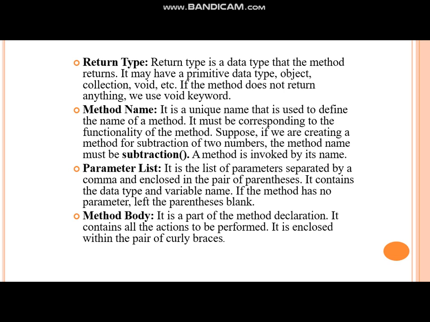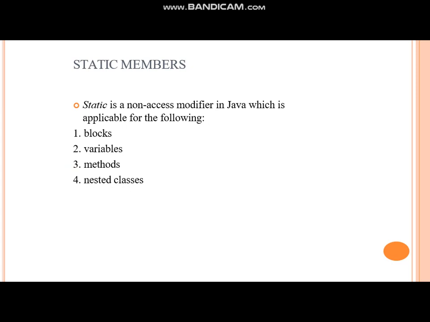Suppose we are creating a method for subtracting of two numbers. The method name must be subtraction. Parameter list. It is a list of parameters separated by a comma and enclosed in the pair of parentheses. It contains the data type and variable name. If a method has no parameters, leave the parentheses blank. Method body. It is a part of method declaration. It contains all the actions to be performed. It is enclosed within the pair of curly braces.